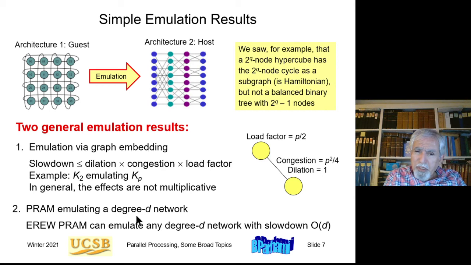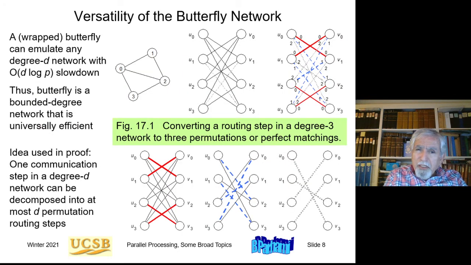Okay, the second general emulation result, which is pretty easy to prove, is that the exclusive read, exclusive write PRAM can emulate any degree D network with slowdown factor order D. So if D is a constant, for example, we are dealing with a mesh, that means the slowdown factor will be constant. So in that sense, even this lowest power model of PRAM is a pretty strong model, in the sense that it can emulate any degree D network, if D is a constant, with constant slowdown. Okay, so here's how that is proven. I'll just show you the diagrams without going through the details of the proof.